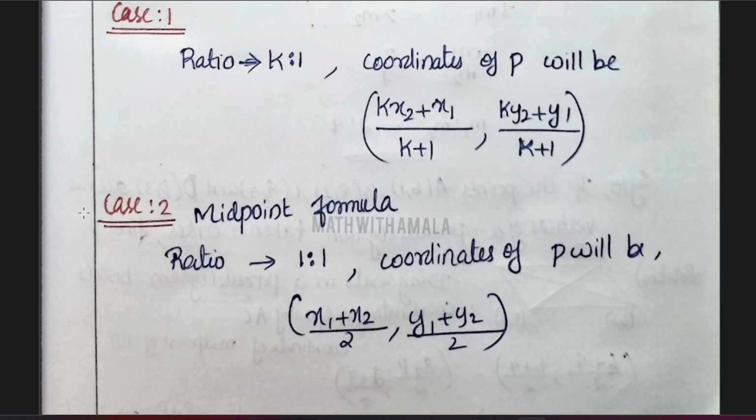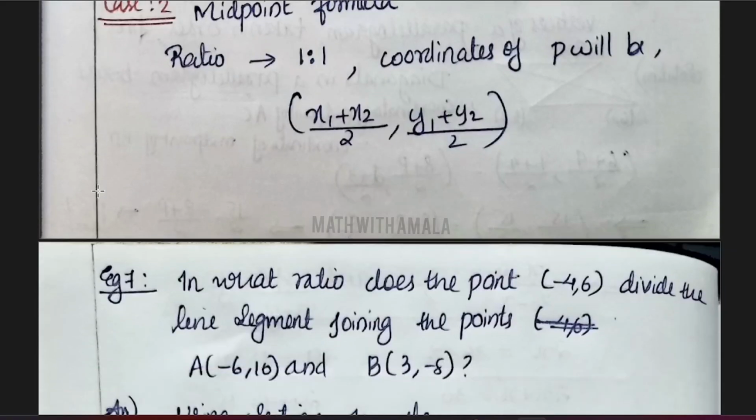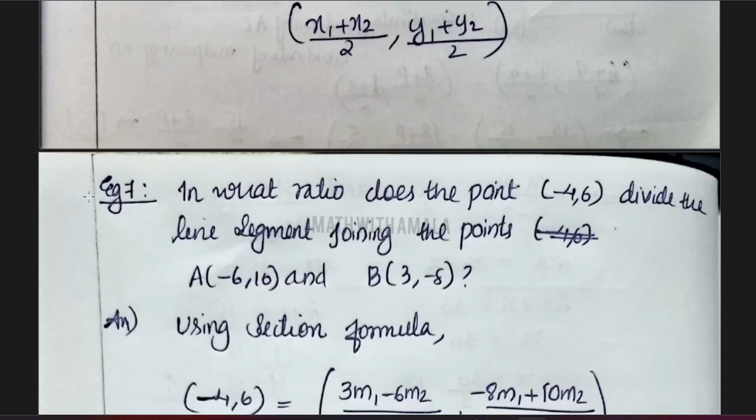Then the next case is the midpoint formula. When the cutting is at the exact half or middle portion, the ratio is 1 is to 1. The coordinates of P will be x1 plus x2 by 2, also y1 plus y2 by 2.